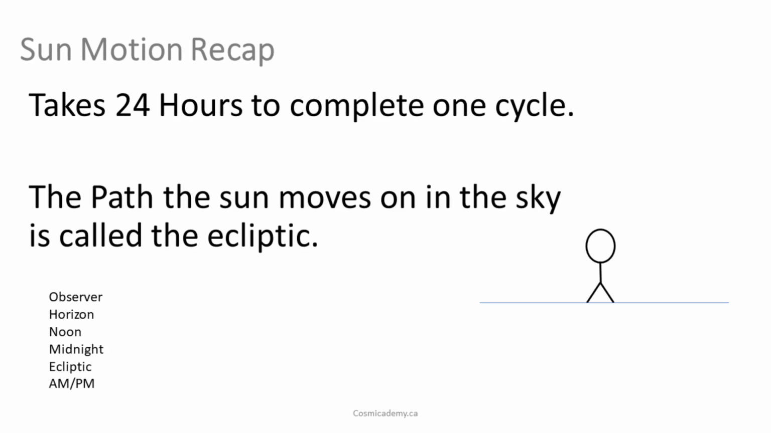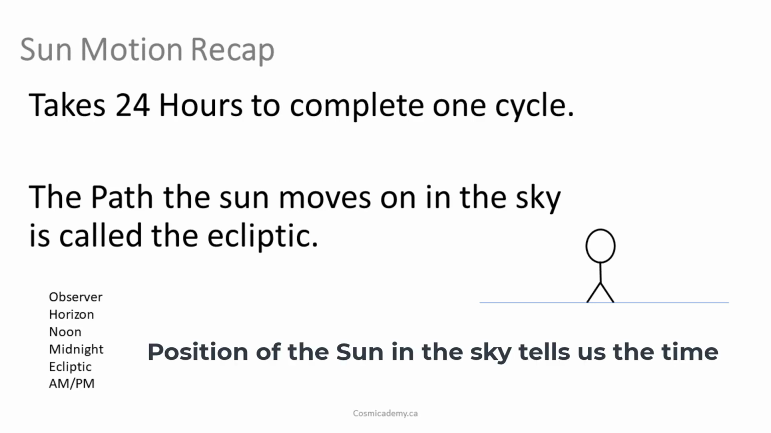So that was our intro to the sun. 3 key things to remember are that it takes the sun 24 hours to complete one cycle. The path that the sun moves on is called the ecliptic. And lastly, the position of the sun in the sky tells us the time.